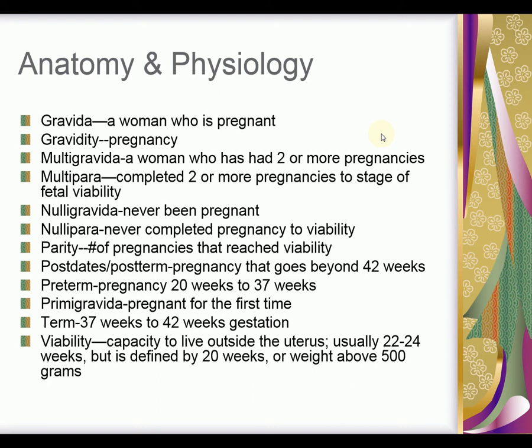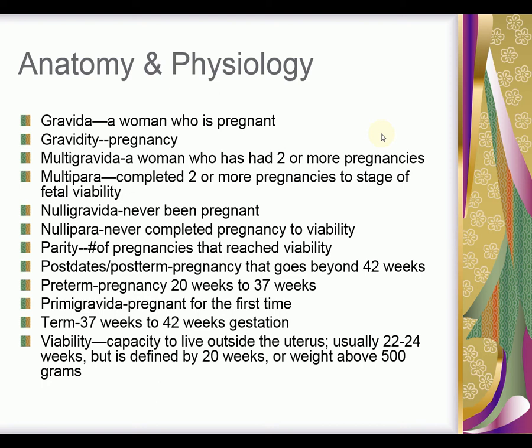Term is usually considered at the end of 37 weeks, so you're really looking at 37 weeks being a late preterm. It's not really considered a term baby, although it's written here this way. That actually means at the end of 37 weeks, which basically puts you at 38 weeks.